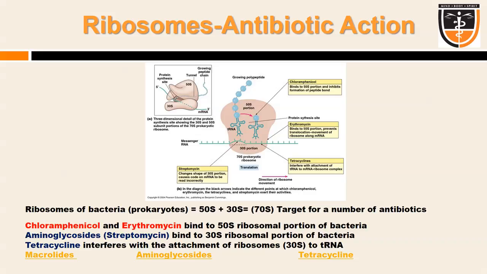Tetracyclines are another group that will interfere with the 30S portion, and they will interfere with the attachment of tRNA to the ribosomal complex. And streptomycin, and you're going to hear more details on this, will actually change the shape of the 30S portion and will cause the code to be read incorrectly from the mRNA, and abnormal proteins will be produced in bacteria, and bacteria will die. So you see the connection between the basic science and the medicine that you're going to apply in the future.